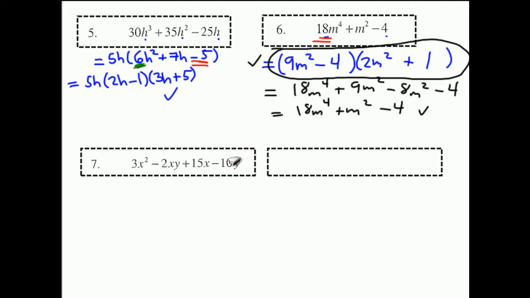Next question. 3x squared minus 2xy plus 15x minus 10y. You would try to pull out a greatest common factor. It doesn't look like we can. If I tried to pull out a 2, this would give a fraction. This would give a fraction. If I tried to pull out a 3, I'd get a fraction out of there, and a fraction out of there as well.